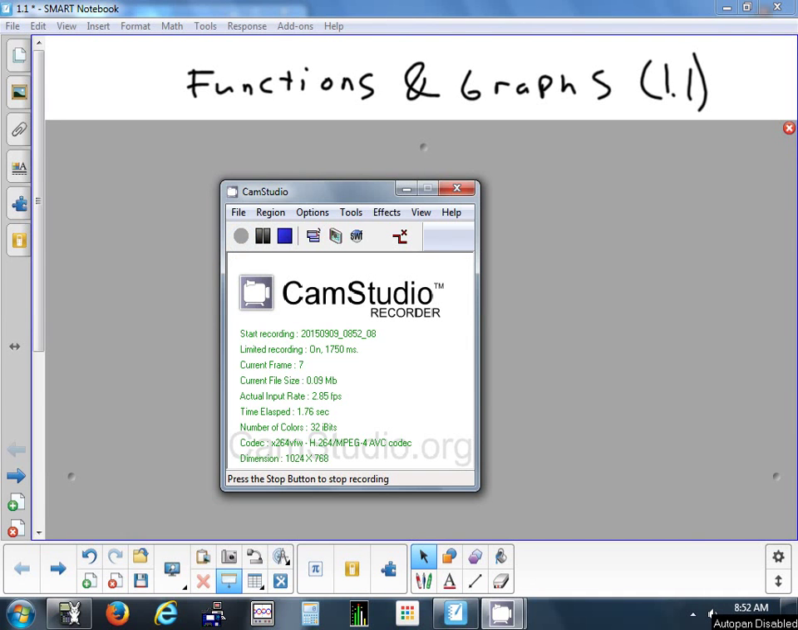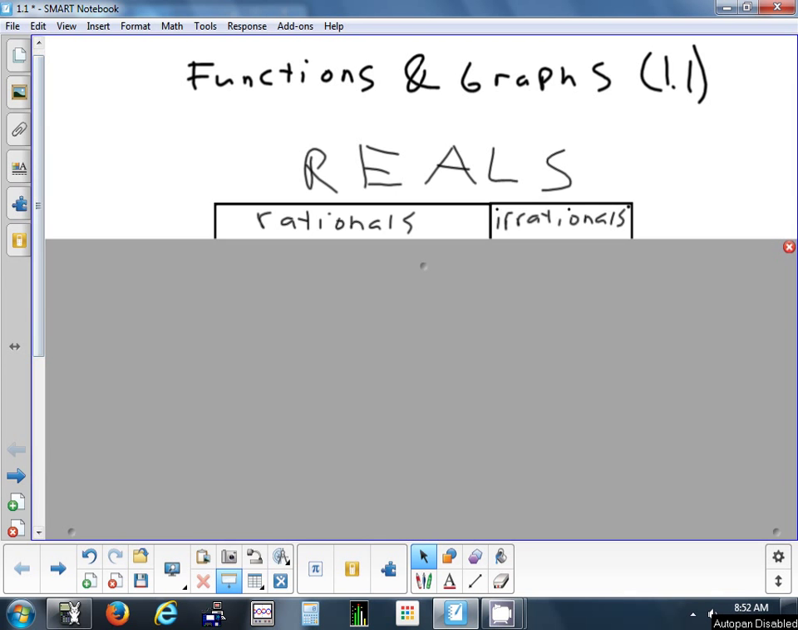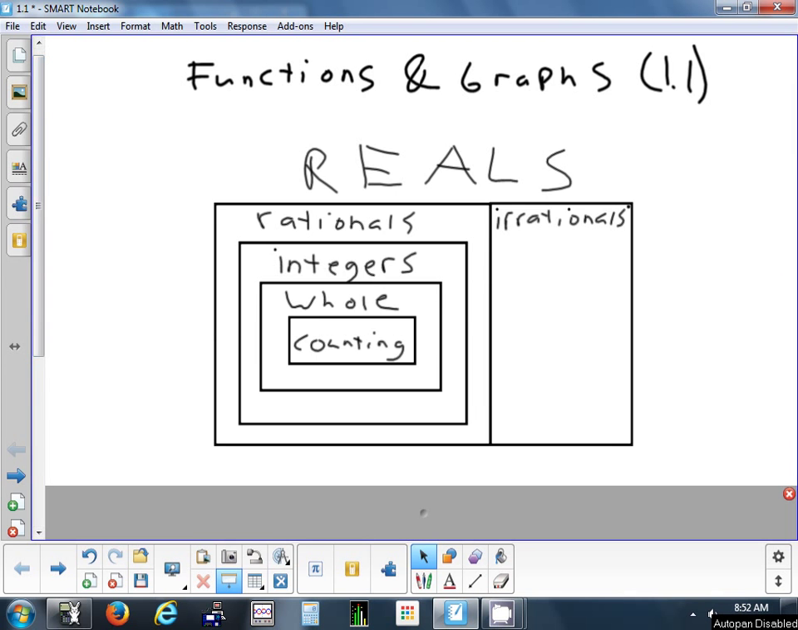Let's take a look at our first section in pre-cal, which is section 1.1. And it's on functions and graphs. Okay, so the very first thing I'm going to do is just talk about different kinds of numbers. Okay, very, very quick review from like Algebra 1, even pre-algebra stuff.